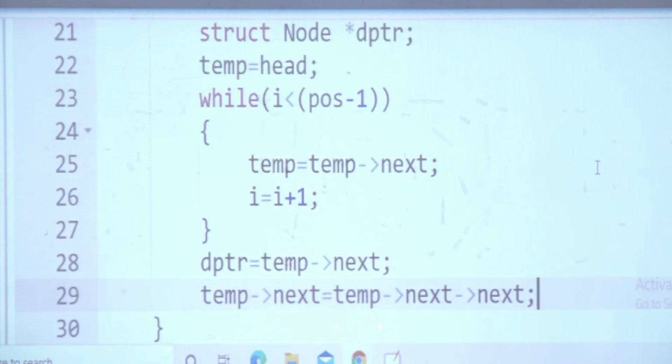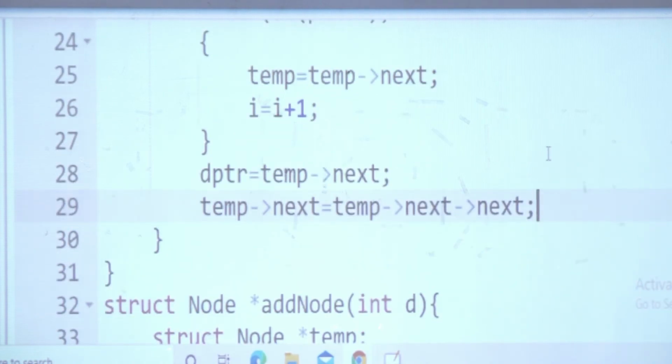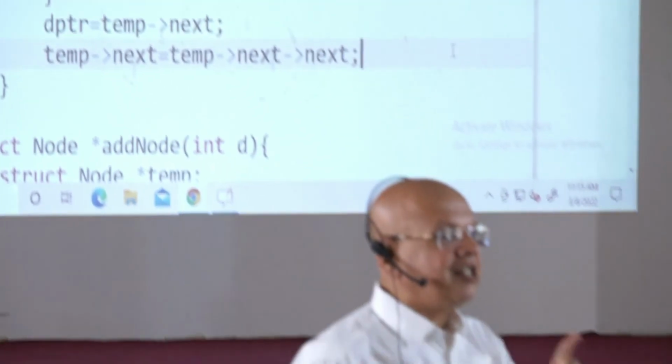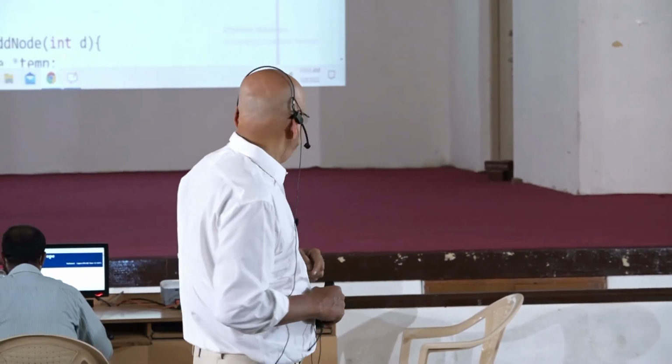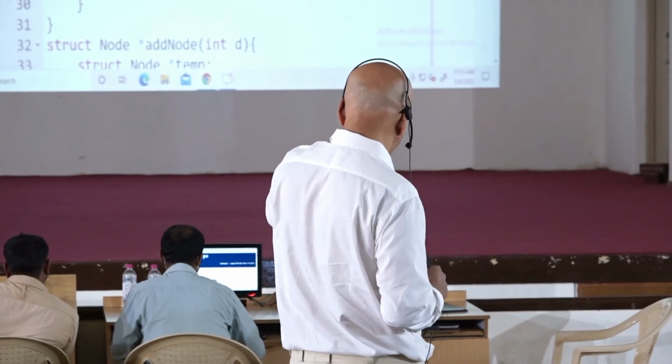Now some of you hopefully will get confused, and I hope you get confused, because we want you to get confused. Some of you are smart and will understand line 29. What we are doing is putting his next as the next guy's next, so that the next guy can go away. So the only guy now pointing to the old temp's next is dptr, because temp's next has moved to point to his next neighbor. So temp's next is equal to temp's next next.